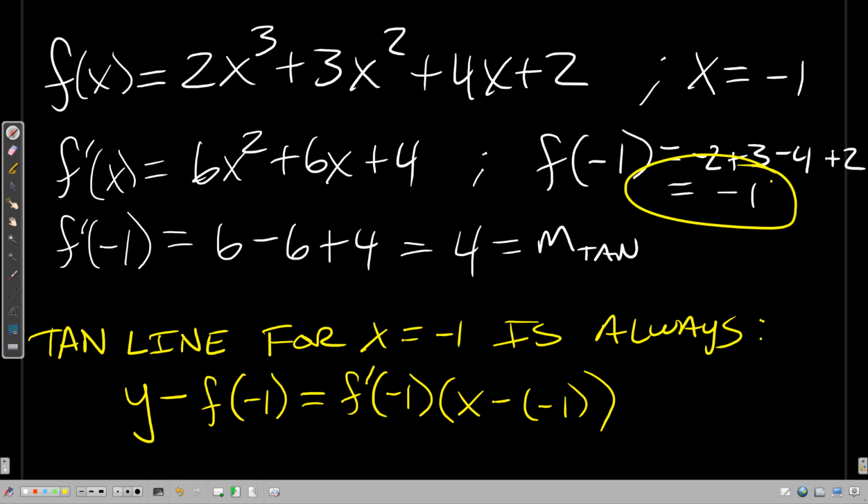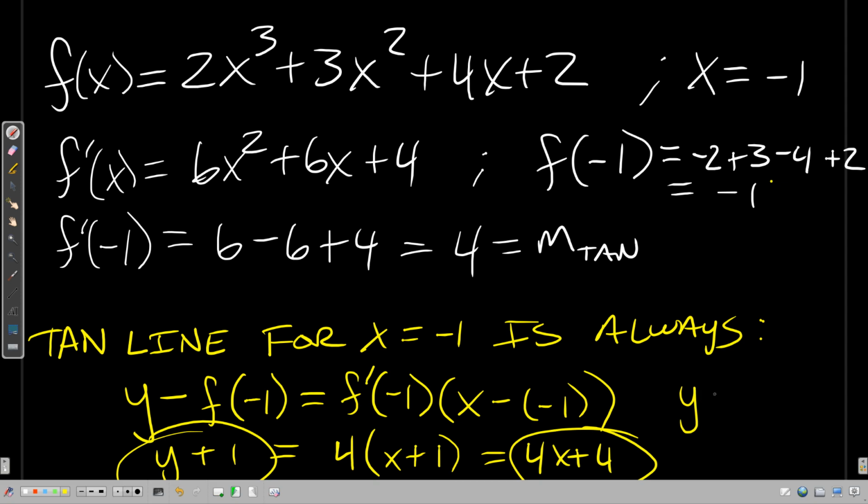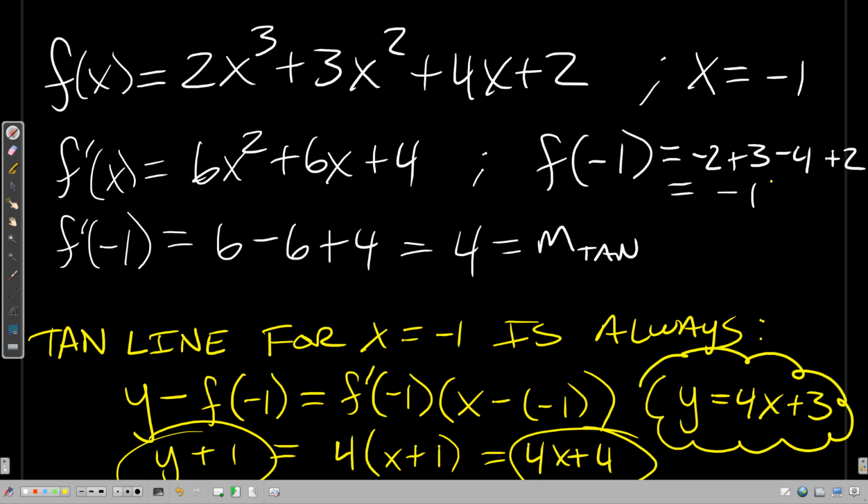I know that f of minus 1 was minus 1, right? So this would be y minus a minus 1, that's y plus 1. And then f prime of minus 1 was 4, and then this would be x plus 1. So I get 4x plus 4. Y plus 1 equals 4x plus 4. It must be the case then that y is equal to 4x plus 3. You didn't have to do it like this. It just works every single time.